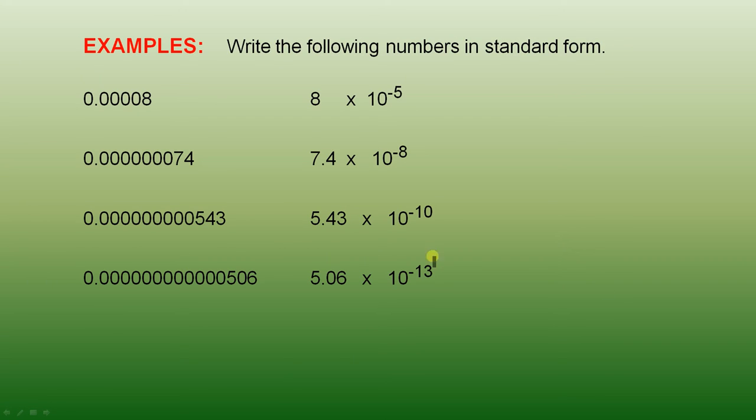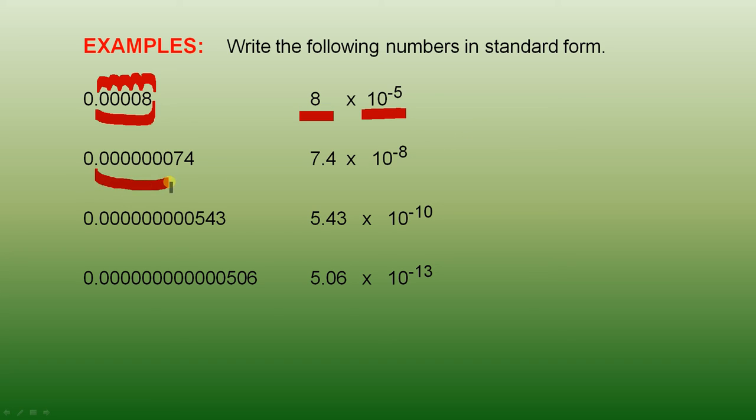Write the following numbers in standard form. Now these numbers are very small. Because they're very small, each index here is negative. So here is the decimal point. Now where do we have to move it to end up with a number greater than or equal to 1 and less than 10? Well, we have to move it back here, because that gives us 8. Now how far do we have to go back to have the decimal point in its original position? 1, 2, 3, 4, 5. So we have to go back 5 places. So it's 8 by 10 to the minus 5.